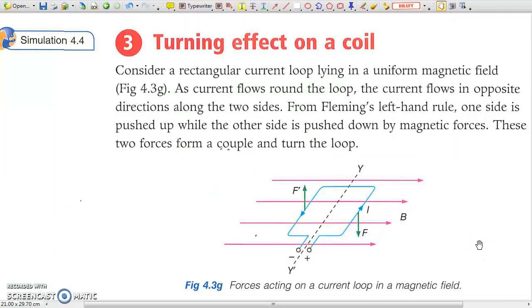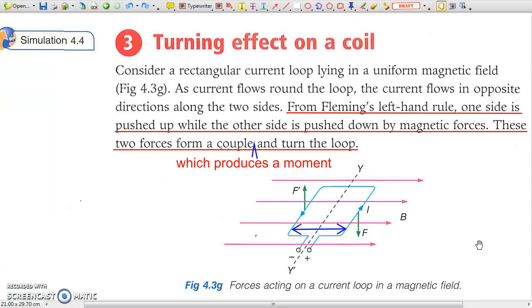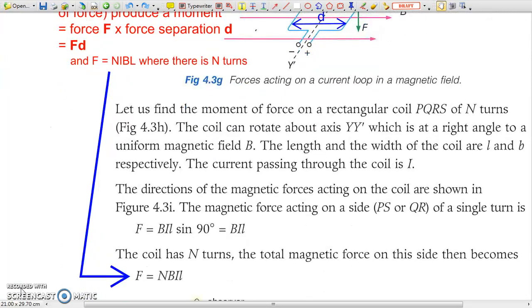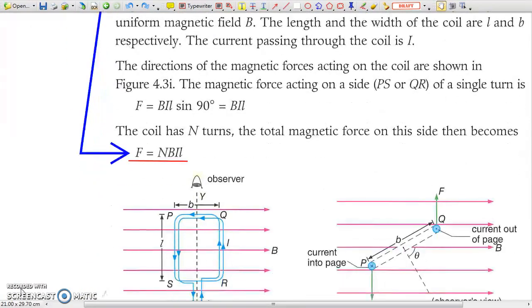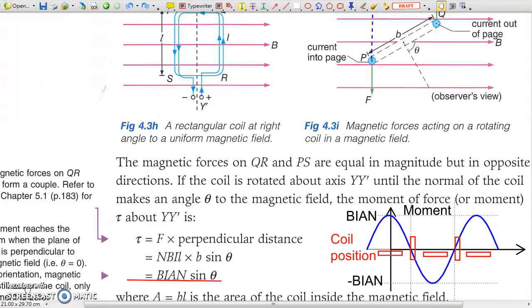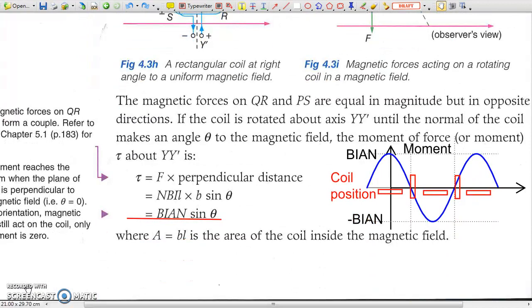The moment of a couple is given by tau equals Fd, where d is the separation between the forces. As d is changing when the coil turns, the moment is also changing. It becomes smaller when the coil is turning from the horizontal to the vertical position. The moment is eventually given by BIA sin theta, and the moment is changing all the time at different coil positions.